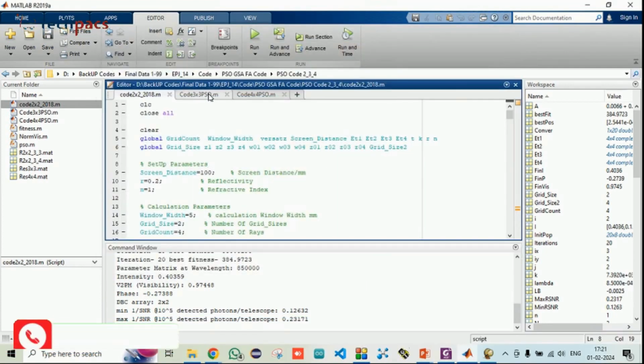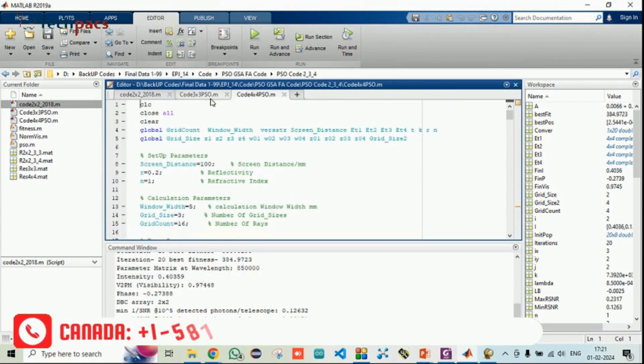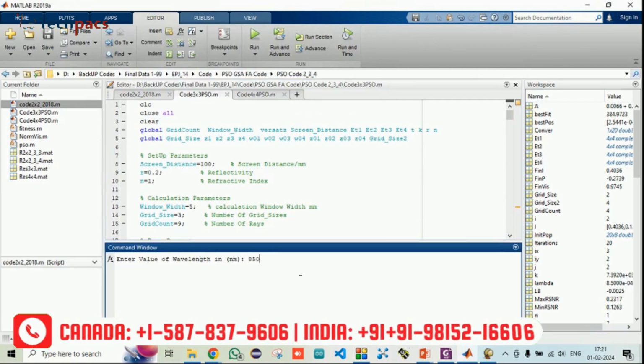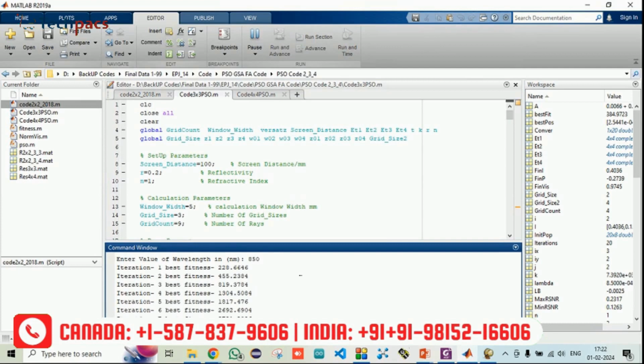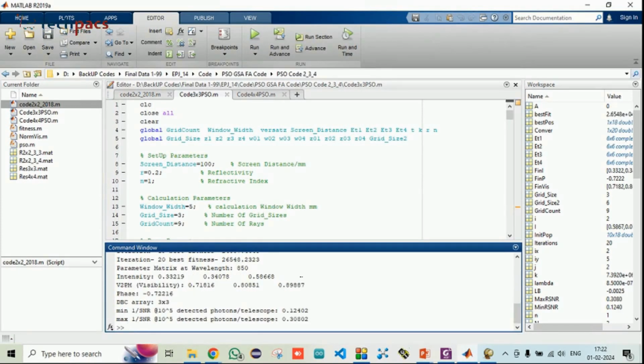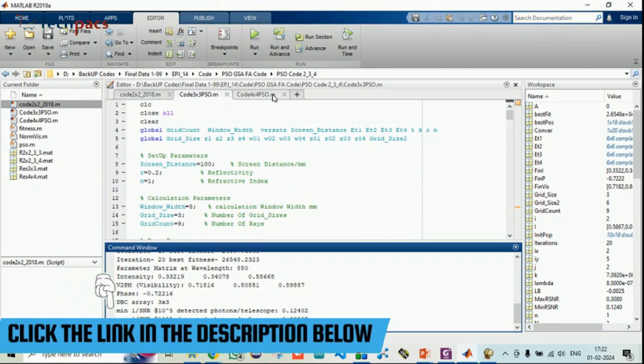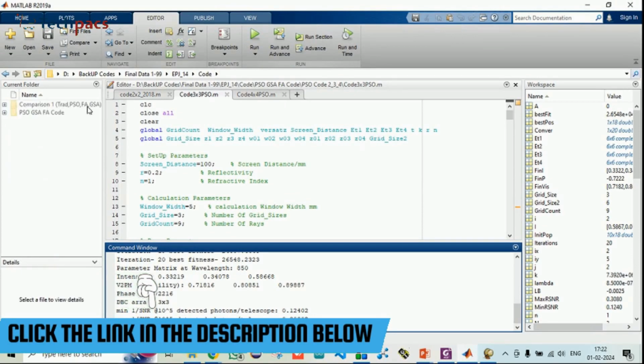This is how the code can be run for 3 by 3 and 4 by 4 and so on. You just need to rerun it and give the values, and then you can get the outcomes in terms of the different parameters. So this is for 2 by 2 for the PSO, 3 by 3 for the PSO, 4 by 4 for the PSO. We do have other scenarios also, as you can see.